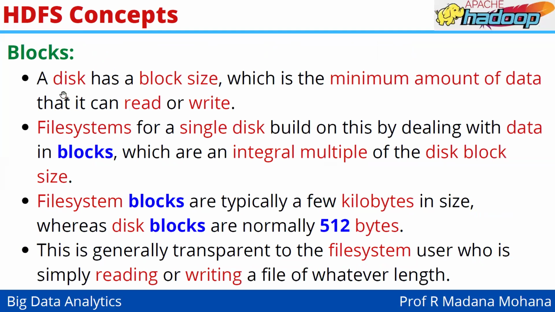Then coming to blocks. A disk has a block size, which is the minimum amount of data that it can read or write. File systems for a single disk build on this by dealing with data in blocks, which are an integral multiple of the disk block size. File system blocks are typically a few kilobytes in size, whereas disk blocks are normally 512 bytes. This is generally transparent to the file system user, who is simply reading or writing a file of whatever length.